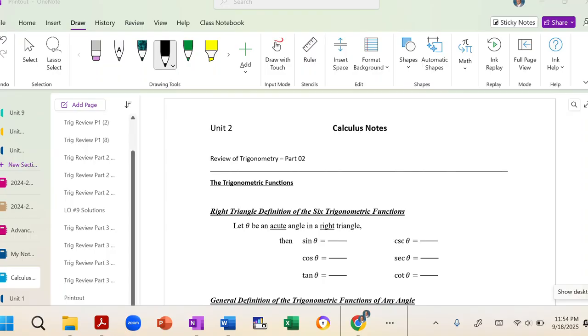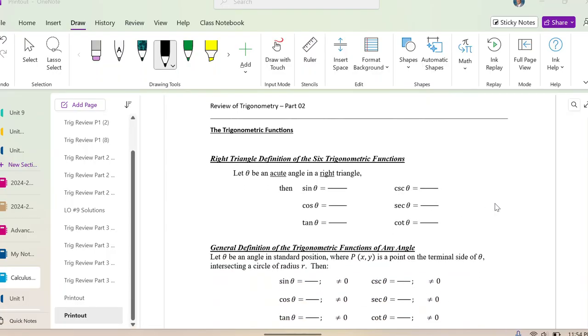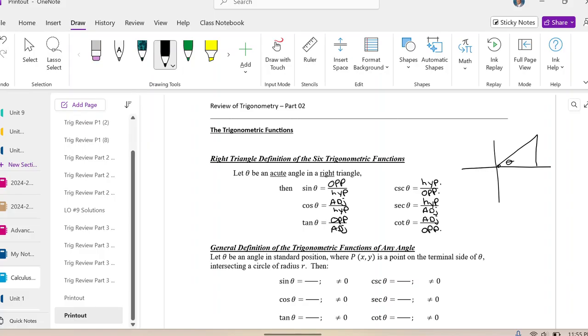Alright, so we'll review the trigonometric function definitions. If you have an acute angle in a right triangle, so the angle is in quadrant 1, this creates the right triangle definition, which you know as SOHCAHTOA, where sine would be opposite over hypotenuse, cosine would be adjacent over hypotenuse, tangent would be opposite over adjacent, cosecant would be the reciprocal, hypotenuse over opposite, secant's the reciprocal of cosine, hypotenuse over adjacent, and cotangent is adjacent over opposite. That's only if it's a right triangle.